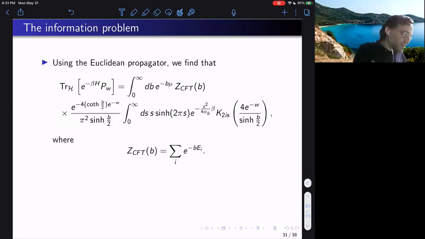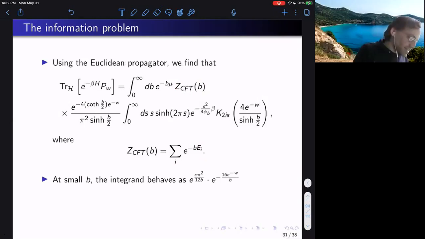So we can actually compute this quantity using the Euclidean propagator that I mentioned at the beginning. So this is the Euclidean propagator again, where I set W1 equals W2 equals W. If I did not have Z CFT over here, then this is just the expression for the propagator I mentioned earlier. And so to include matter, I just have to insert the partition function of the CFT over here, which just takes that form.